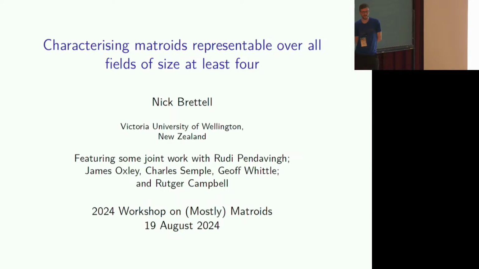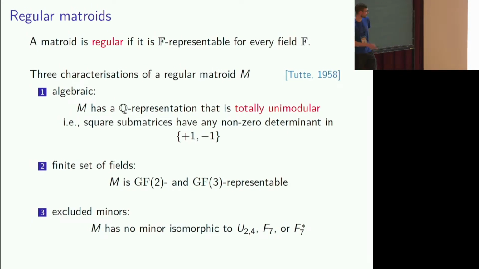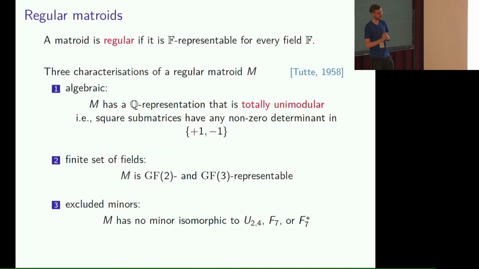So my title is less pithy than Jeff's, but as you've said, it is a follow-on talk. For my starting point, I'm going to think about regular matroids. Of course, a regular matroid is one that's representable over every field. And we know there are these 3 different ways of characterizing a regular matroid. Jeff has talked about the excluded minors. I'm going to focus on these other 2 approaches.